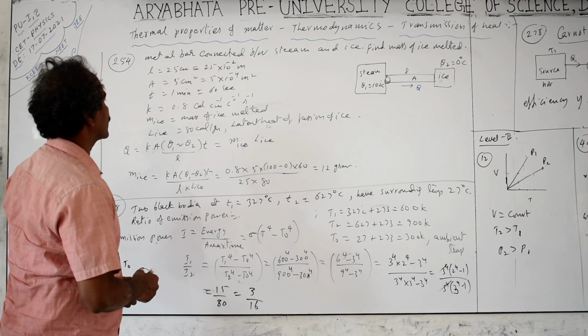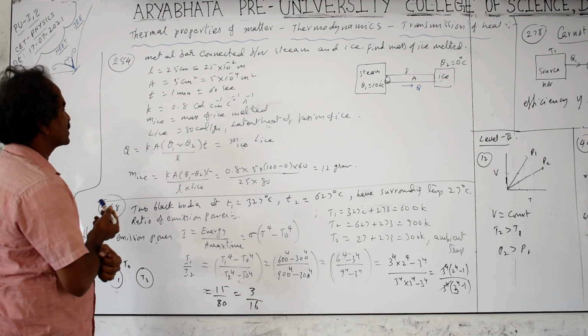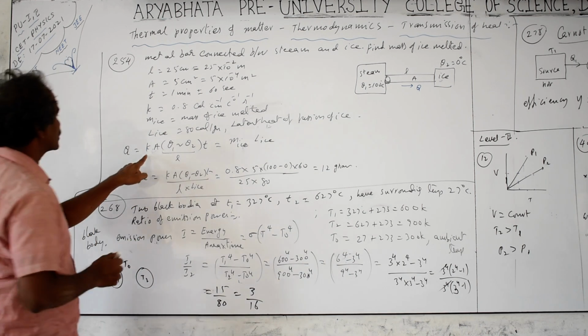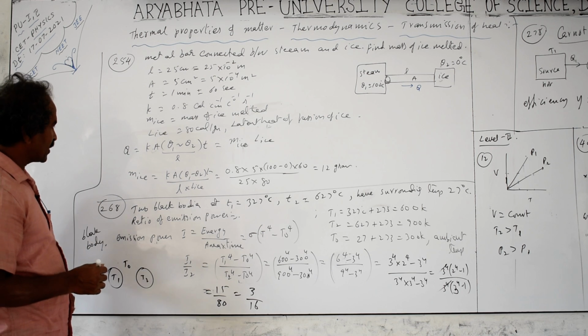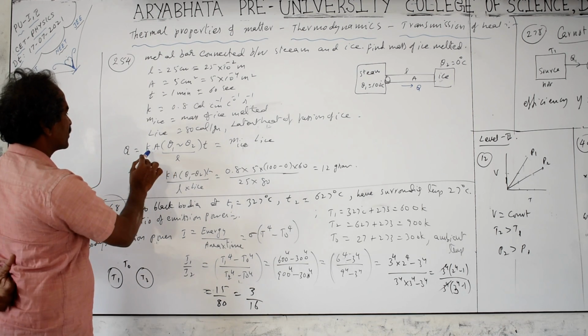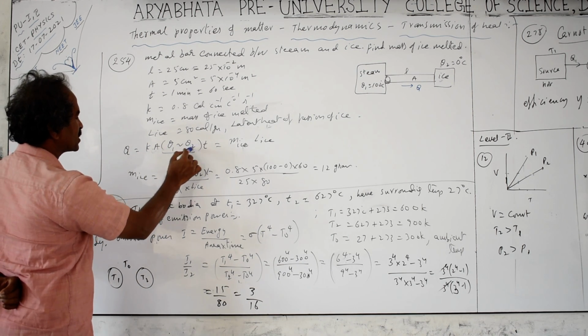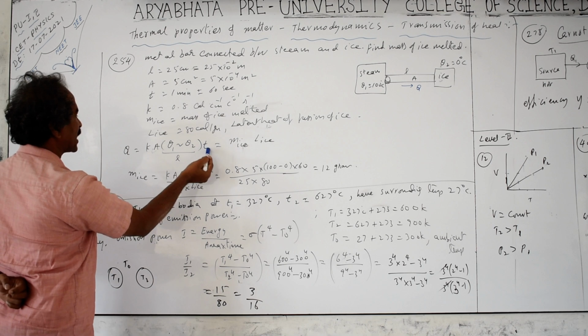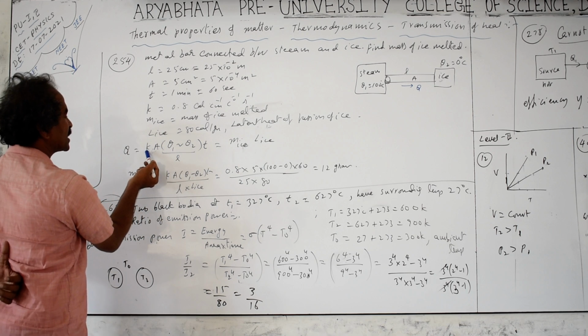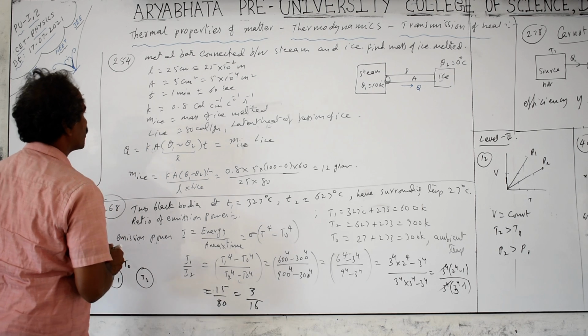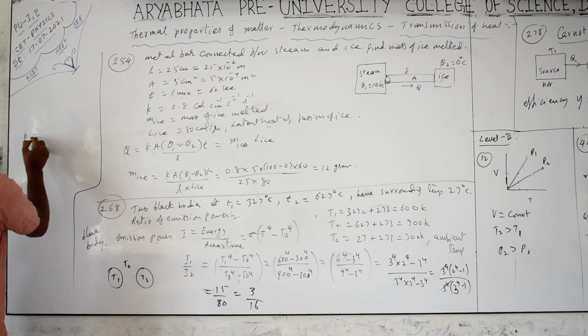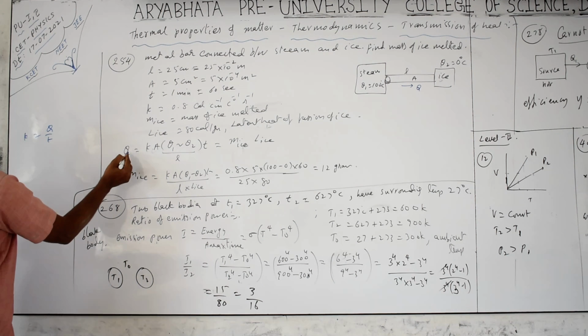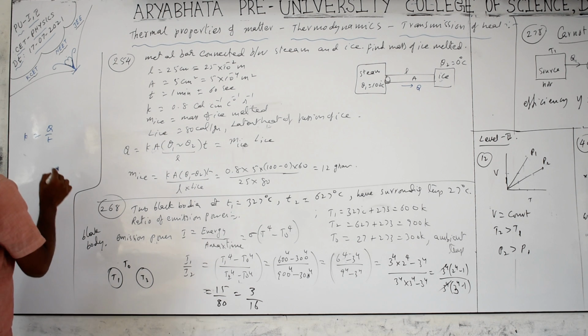This K, calories per centimeter per degree centigrade per second, this K value. K is also related to the amount of heat transmitted in the time T. Q is proportional to A into theta 1 minus theta 2 by L, the temperature gradient, into time into area. The proportionality constant is K. So if you take the relationship, K is equal to Q by T. Q by T is the heat energy by time. Heat energy by time is nothing but power.